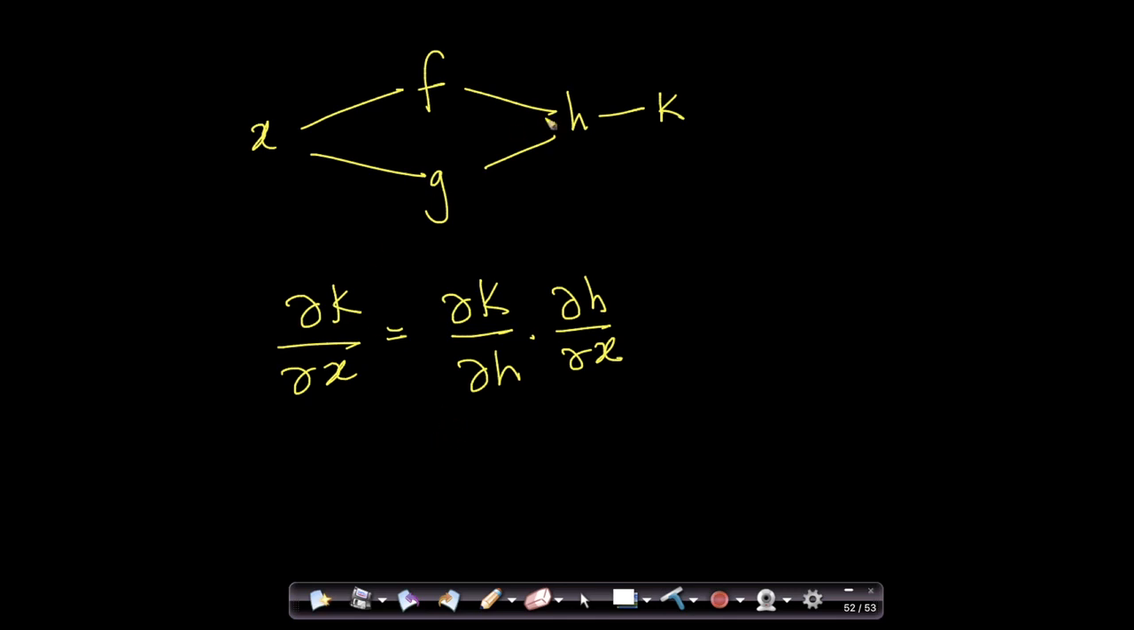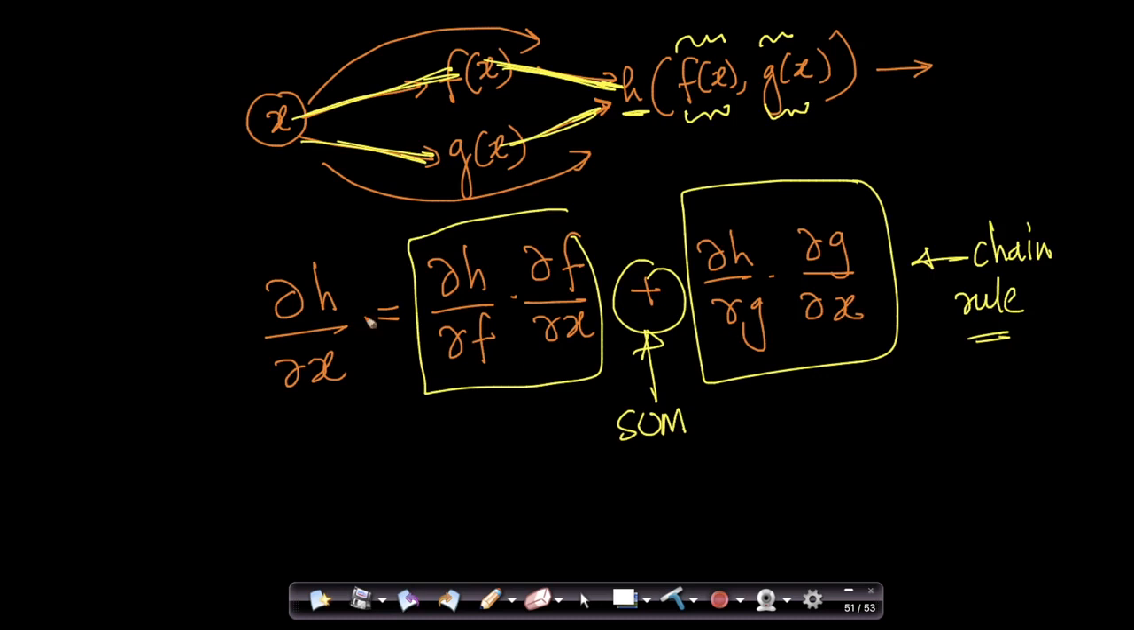Fair enough? First step. Okay, so I finished this step. Let me color it differently. So I finished this step. This step is this. Now I have to figure out how to compute derivative of h with respect to x. How do I do it? I've computed it earlier, right? Right here I wrote it.